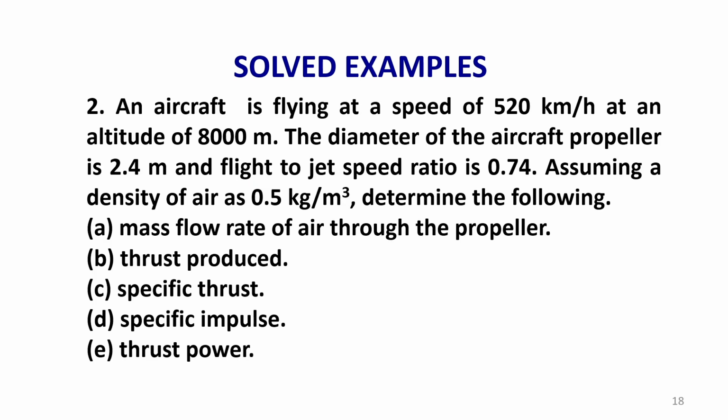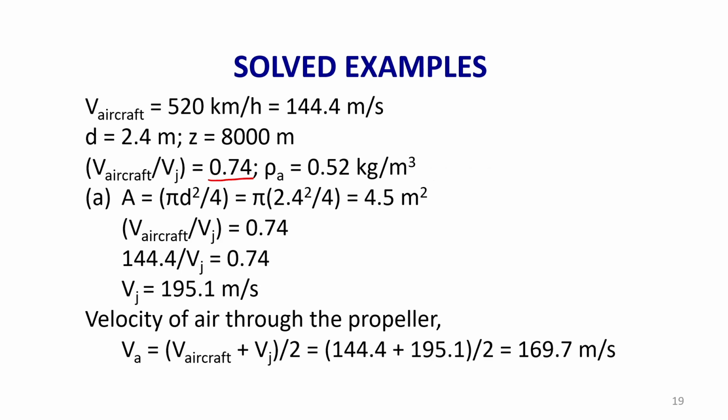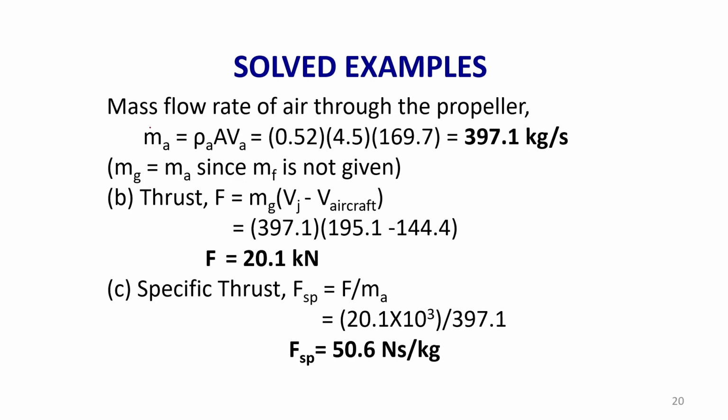We have to find out the mass flow rate of the air, that is m dot, thrust produced, specific thrust, specific impulse and thrust power. So here also, wherever m term is there, that is m dot. I have given the formulas. So these are all self explanatory. This is m dot, g m dot.